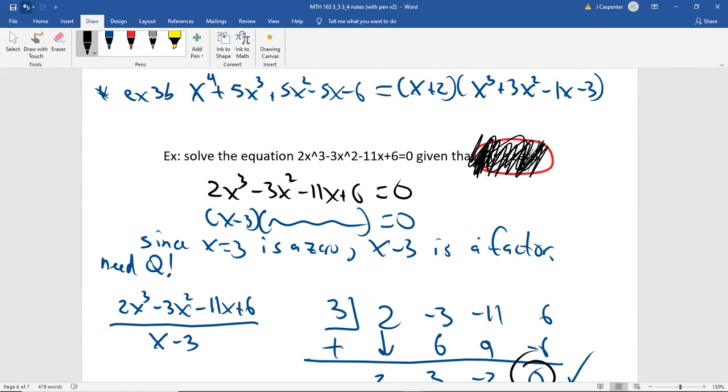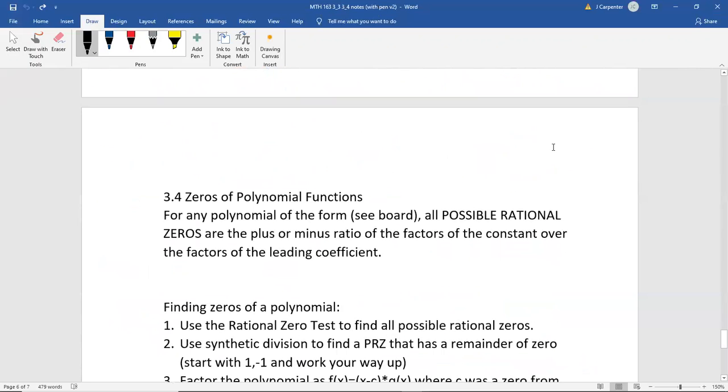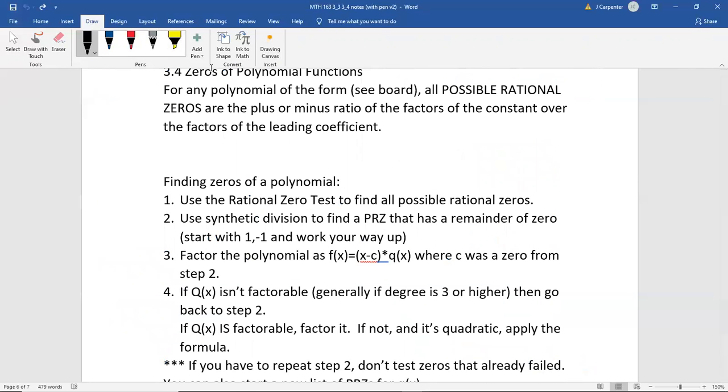So that 3, we have to figure out a way to pick or choose that 3 as one of the possibilities, because we're not just going to know, hey, 3 works. We're going to get a list like plus or minus 1, plus or minus 2, plus or minus 3, plus or minus 5, plus or minus 12. And then we have to try those out until we actually find one that works. That's going to be the goal in 3.4. All right, so let's get it. 3.4.